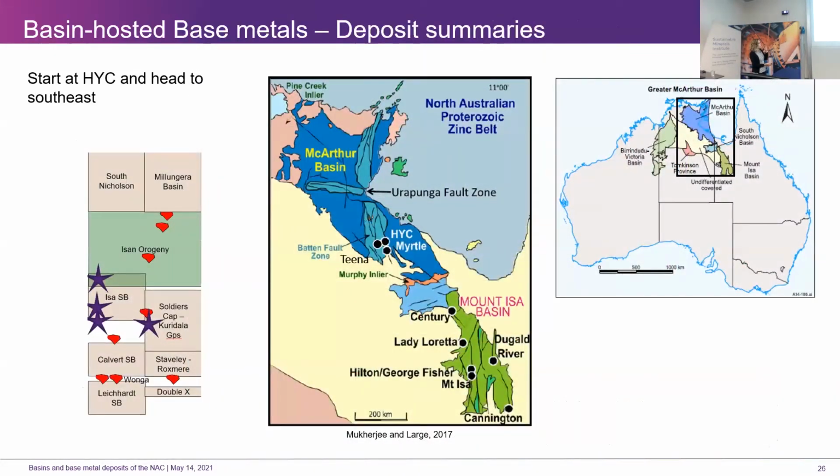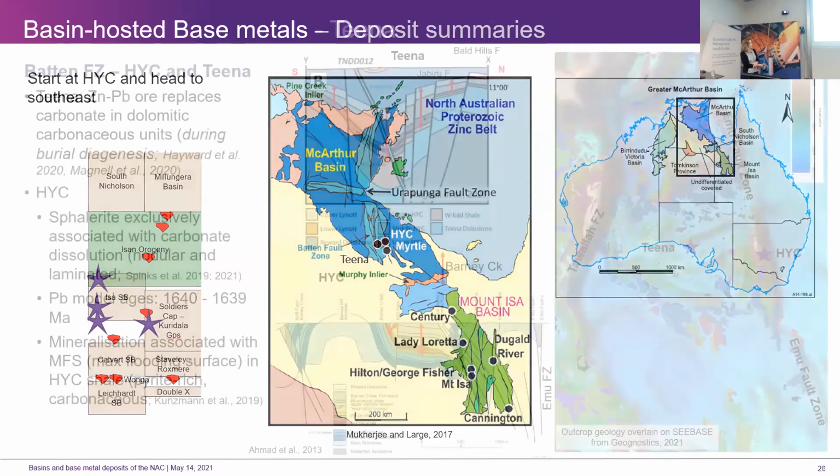So we'll just quickly step through a few of the ore bodies so you have a look at a few key features. We'll start in the northwest at Tina, HYC, Century, Mount Isa, George Fisher, and Cannington. And it's this Isa group, Soldiers Cap group we're looking at.